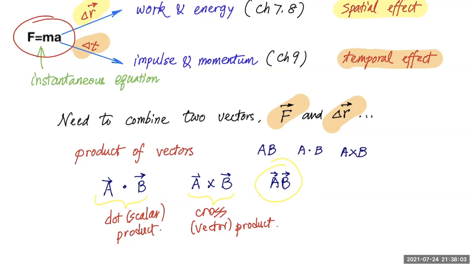So what's next? In the next lecture, we're going to focus on the so-called dot product, or scalar product, because this is the math tool we'll be using for chapters 7 and 8. We'll be using this new math tool to rewrite Newton's second law, to combine the two vectors, force and displacement delta R, so that we can see the effect of a force over space.